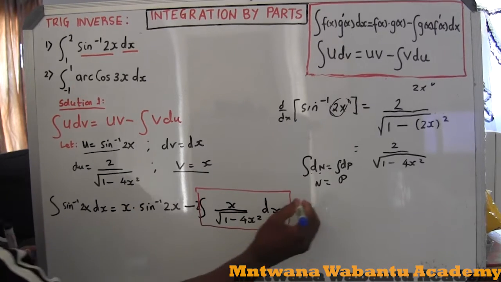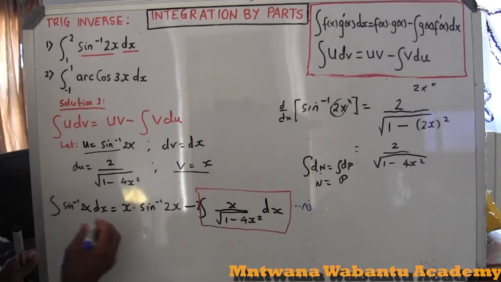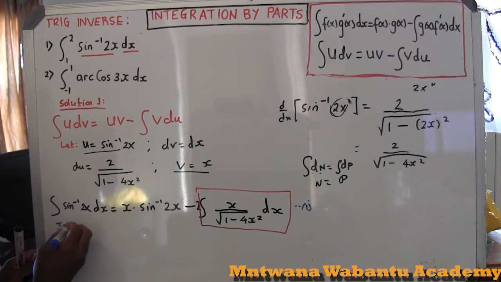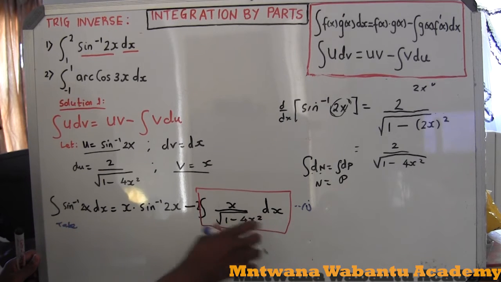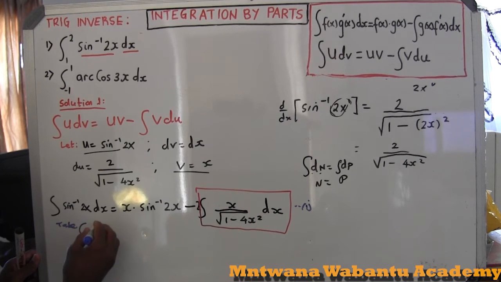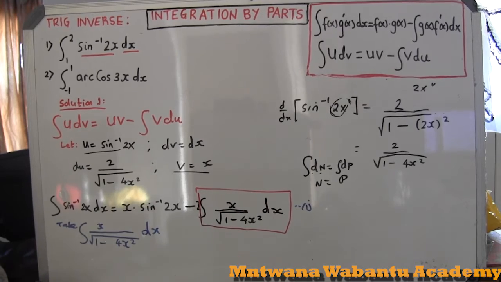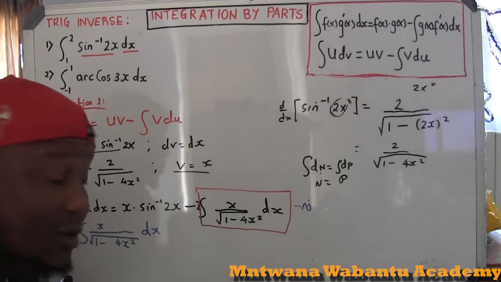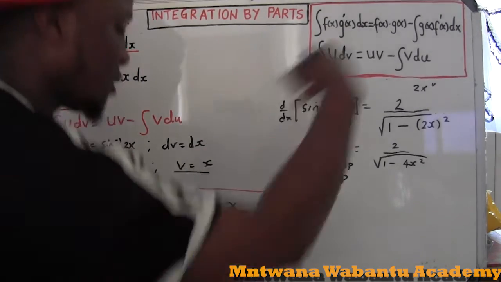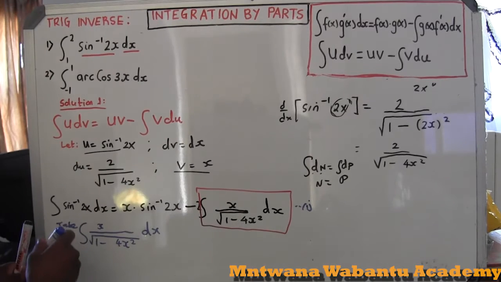Let's call this question number 1. So I'll take this and solve it. If I take this, it means I'm going to take the integral of x over the square root of 1 minus 4x squared, and then we got dx. So this is trigonometric by substitution. I can do this by substitution.